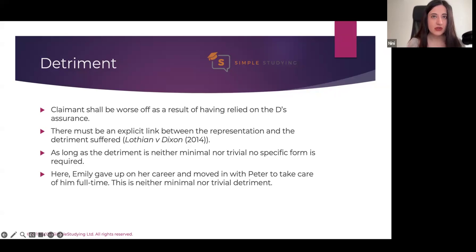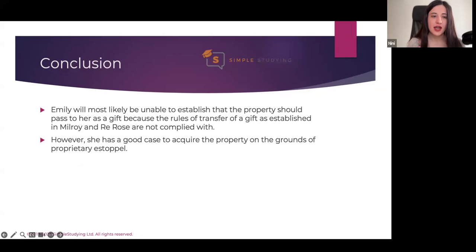It cannot be trivial, so it cannot be minimal, but I believe that giving up a career can be more than minimal, can be more than trivial in this case. So most likely the detriment requirement is satisfied. At the end, you can have a very brief conclusion. Problem questions do not require elaborate conclusions like essay questions, just a very brief conclusion.